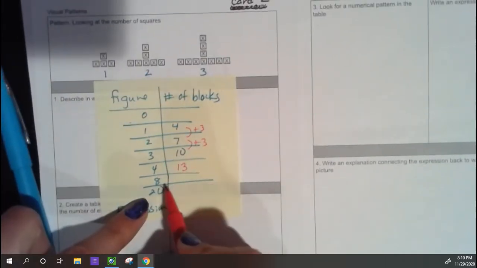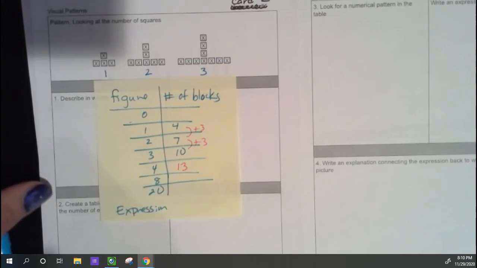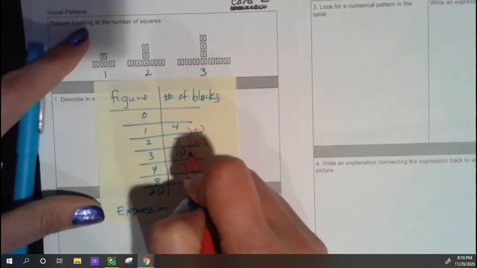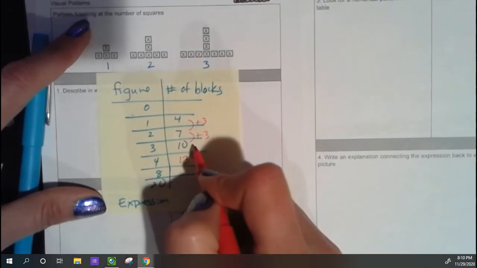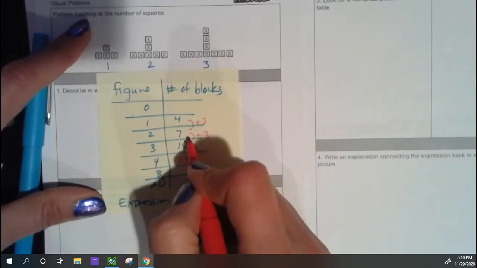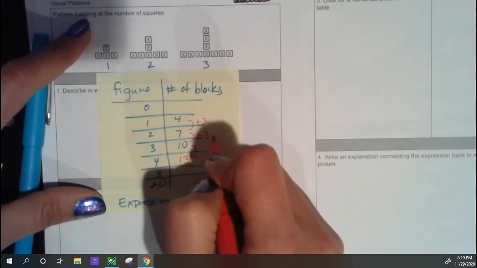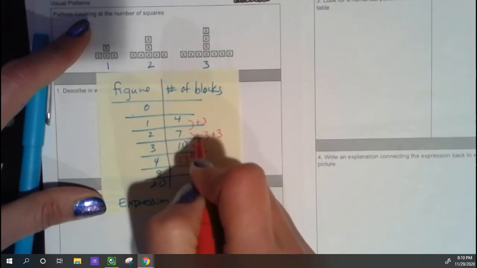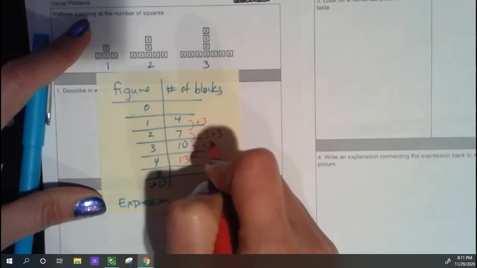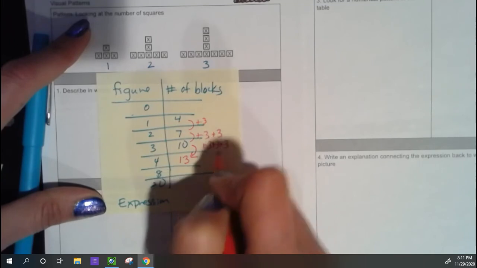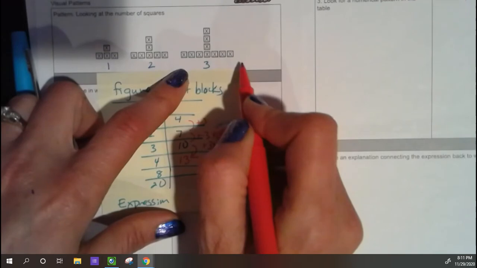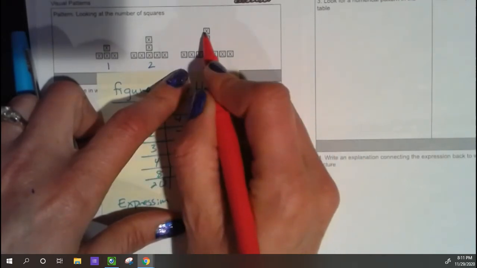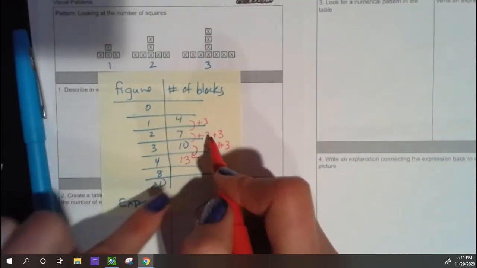So I could keep doing this to figure out the 8, but that's too slow. I want to think of a rule. And do you remember from the last one that we did? That repetitive addition becomes the multiplication. By the second figure, I'd added 3 two times, this one here and this one here. By the third figure, I'd added 3 three times. Here's the 3, here's the 3, here's the 3. Side, top, side.